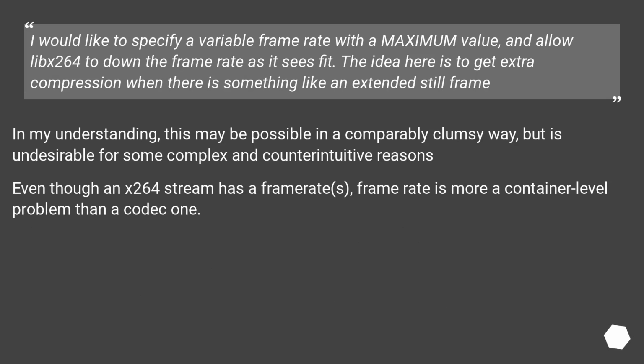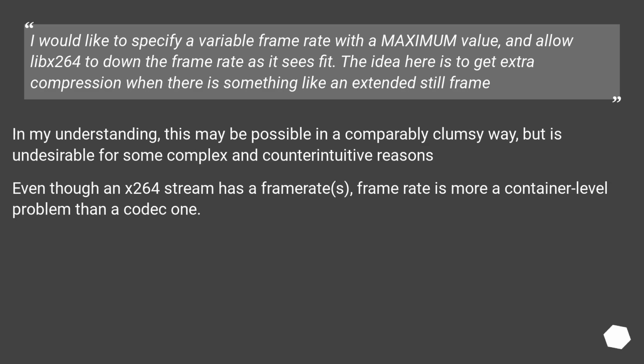I would like to specify a variable frame rate with a maximum value, and allow libx264 to down the frame rate as it sees fit. The idea here is to get extra compression when there is something like an extended still frame. In my understanding, this may be possible in a comparably clumsy way, but is undesirable for some complex and counterintuitive reasons.